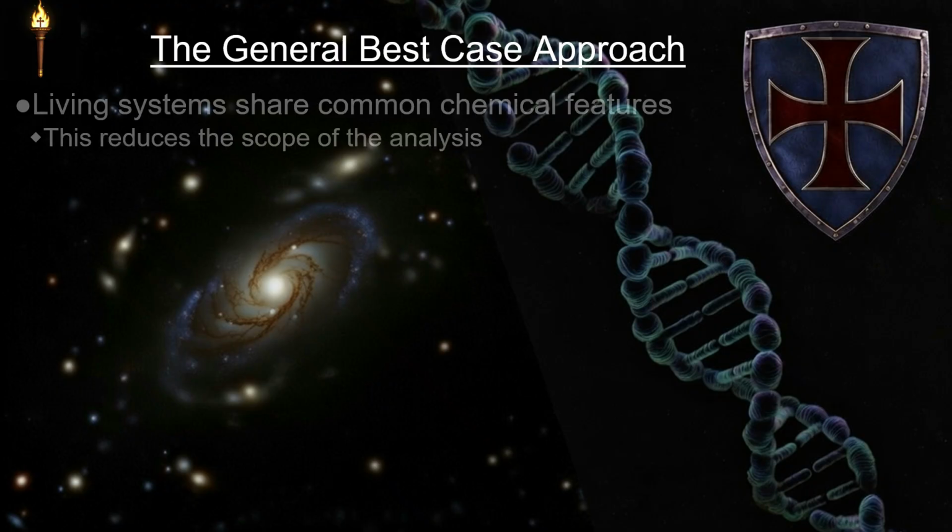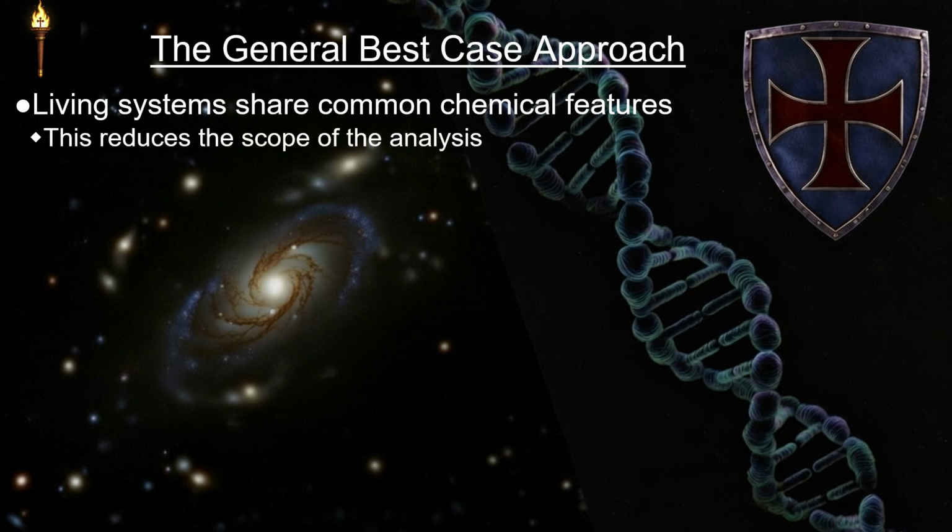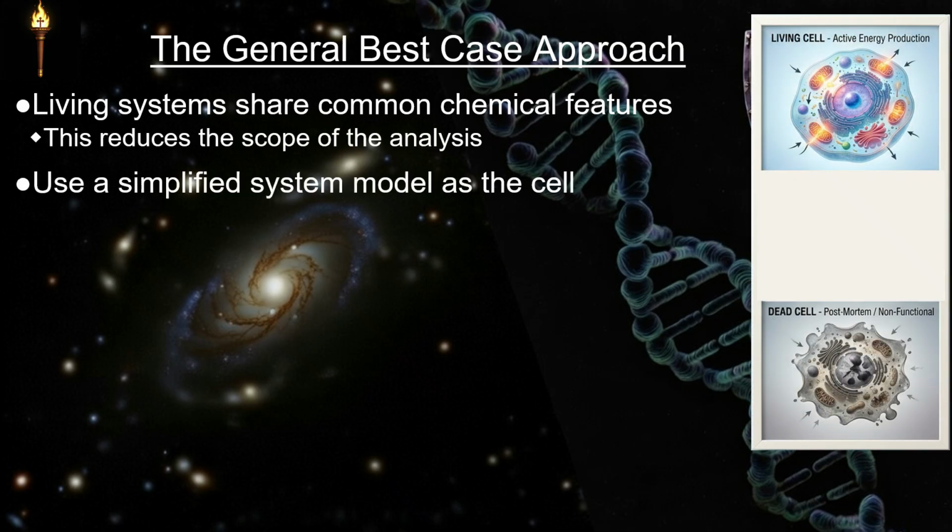So what is the general best case approach? Well, we recognize that living systems share common chemical features, and this is to reduce the scope of the analysis to make our model simple and yet helpful by making predictions about the real world. We'll use a simplified system model as the cell. If you look on the right, we have the dead cell at the bottom and the living cell at the top.